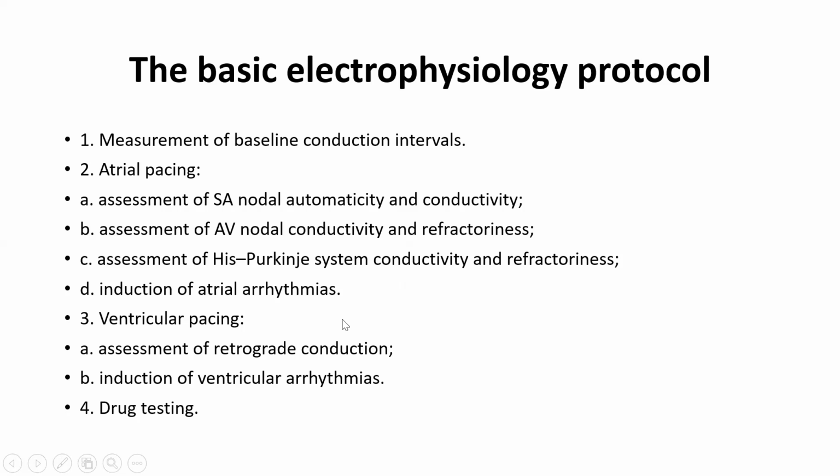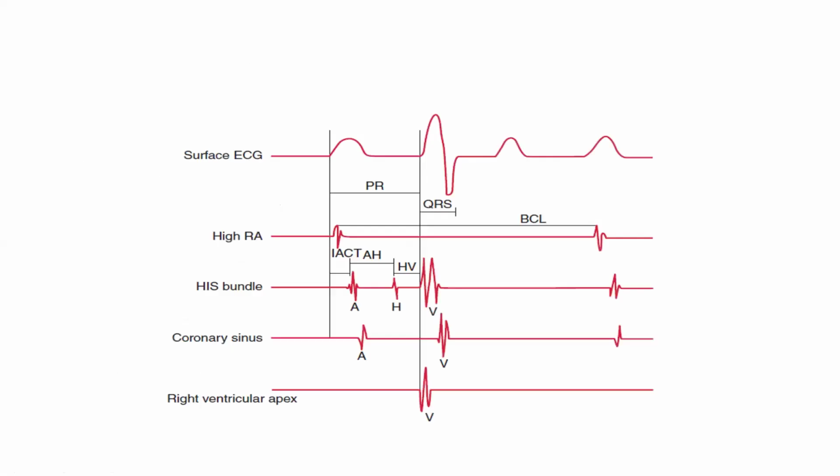For example, we can test the tissue response to sympathomimetic agents like isoprenaline, dobutamine. We can also test the property of the SA node, AV node to these medications. So those are things that can be done in the EP studies.